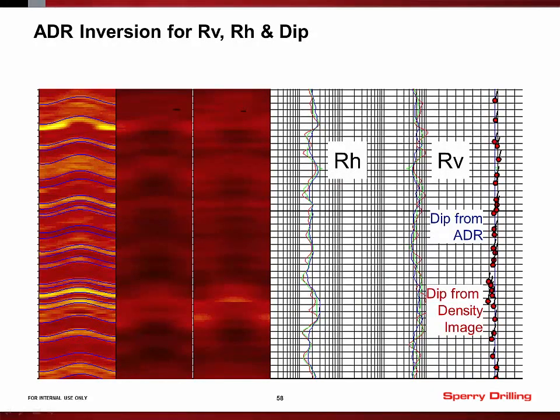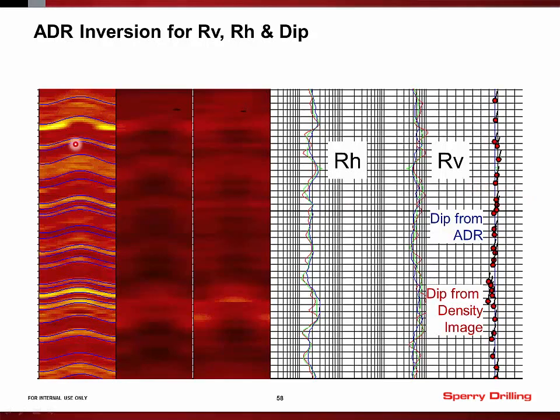Here's an example log from a laminated formation. We've got a density image on the left-hand side. We've got images from the ADR here. From this data from the ADR, we can calculate the RH and RV, the horizontal and vertical, parallel and perpendicular components of the resistivity. And in addition, we also get a value of the relative dip. So the blue curve that's shown on the right-hand side here is an indication of the relative dip. I think we're on a scale of 0 to 100 degrees in this case.